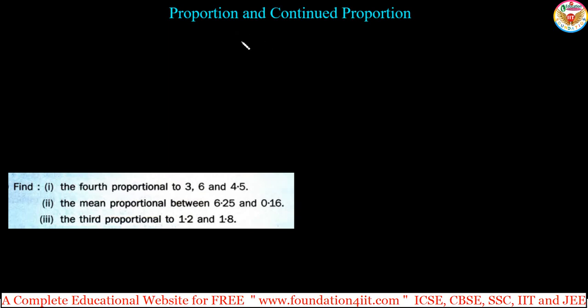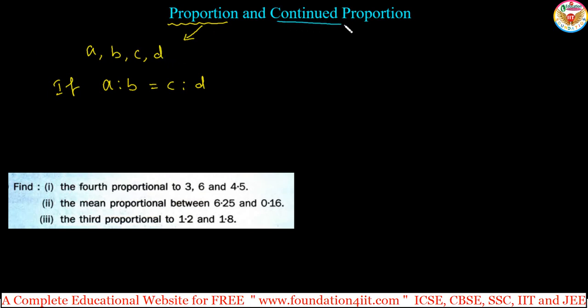Proportion and continued proportion. Before solving some problems, let us see the basics. Let A, B, C, D be non-zero quantities, so not equal to 0. A, B, C, D are said to be in proportion only if the first two numbers' ratio, A is to B, is equal to C is to D. The first two numbers' ratio is exactly equal to the third and fourth numbers' ratio. Then A, B, C, D are in proportion.